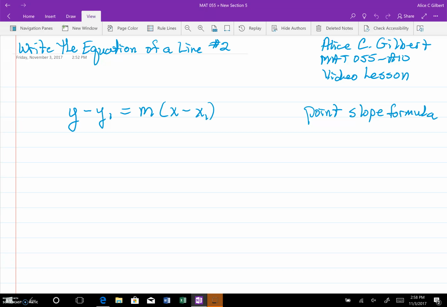All right, continuing with writing or finding the equation of a line. Remember, when you read any kind of directions like that, first of all, absolutely ignore anything it says about standard form or slope-intercept form. Just read the words write or find an equation of a line and stop right there and think, oh, point-slope formula. So that means I have to have a point and I have to have a slope.